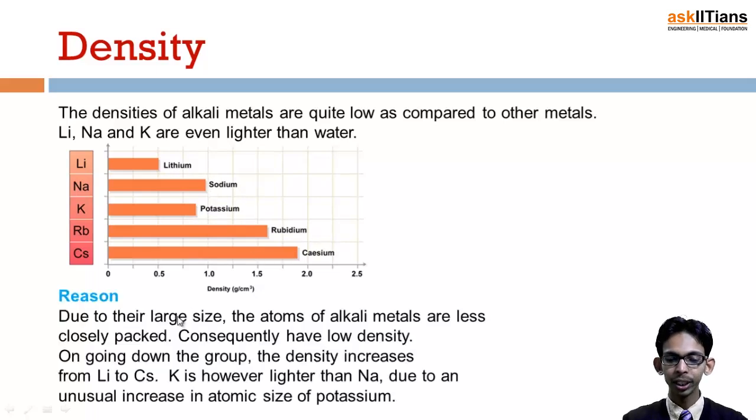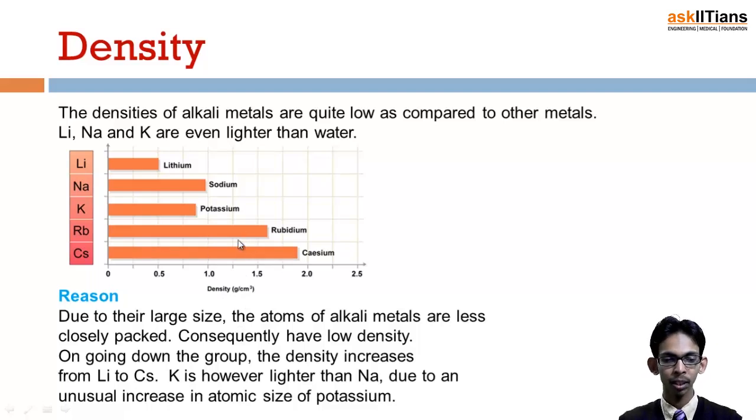And the reason is that due to their large size, the atoms of alkali metals are less closely packed. Consequently, they have low density, and on going down the group, the density increases from lithium to cesium. Potassium is however lighter than sodium, due to an unusual increase in atomic size of potassium. Okay, so they are very low in density, and this density increases down the group, as you can see from this plot.